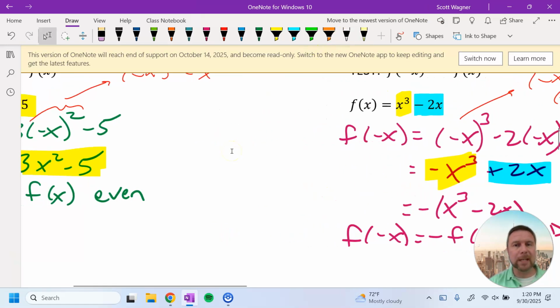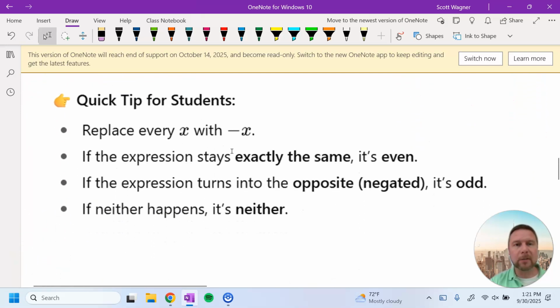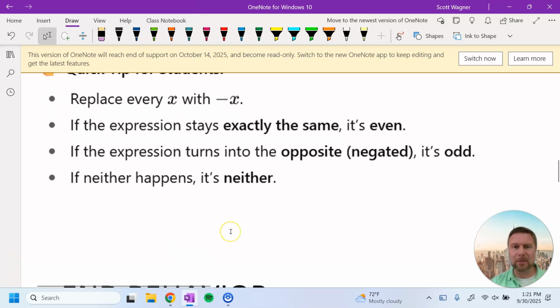All right, just a little recap as to what we just did. Some nice little notes, some quick tips for you guys right there. What we need to do is replace every single x with the opposite of x every single time. If everything stays the same after you go through all of your mathematical abilities, then you have an even function. If all of your expression turns into the opposite signs, everything's flip-flopped, then it's an odd function. And if you have some kind of combination, if neither of those two things is happening, then it's a neither. You don't have an even, you don't have an odd, and that happens also.